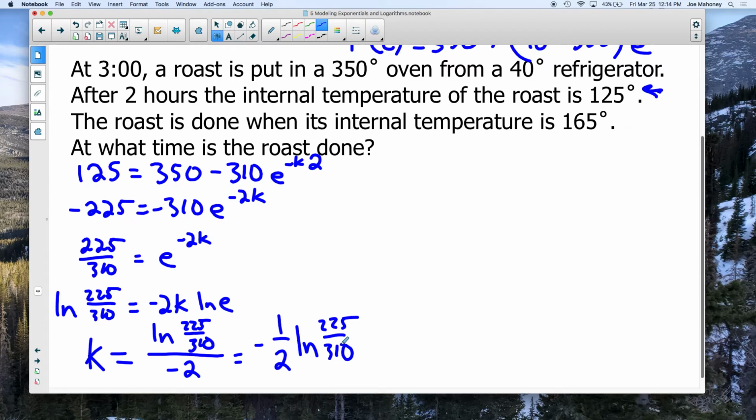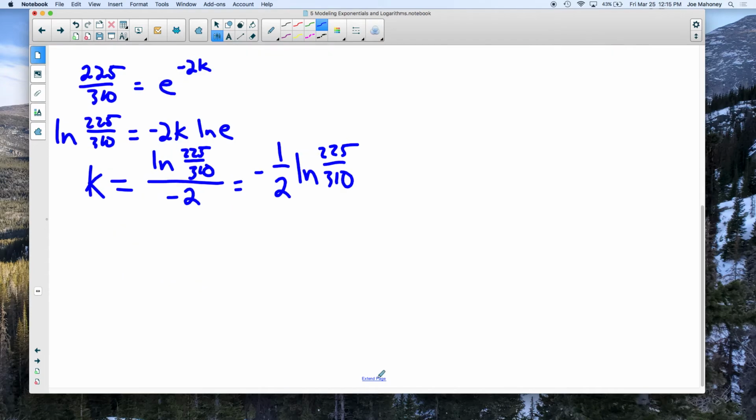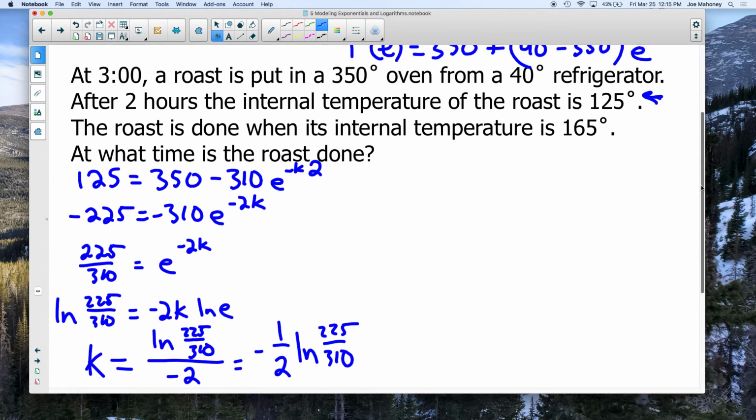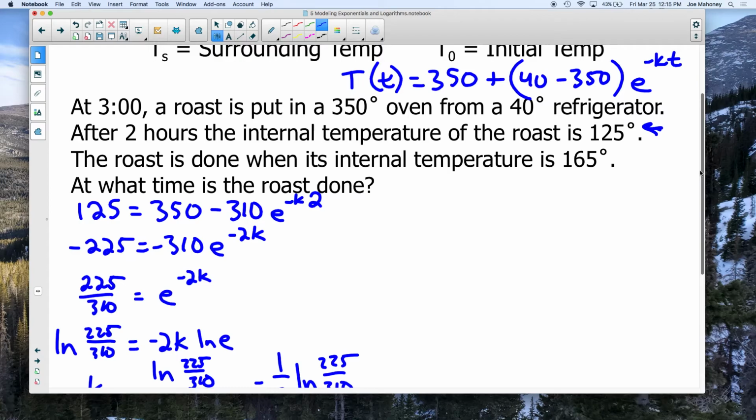All righty. And I think when we go to our calculator and we figure out what the value of k is, let's extend the page a little bit. We get k to be something like 0.160235. So what if we use k in this case as 0.16? So let's go back now and figure out when the temperature will be 165. So we'll solve 165 equals 350 minus 310 e, and now we know that our k value is 0.16, and we'll solve this equation for t.